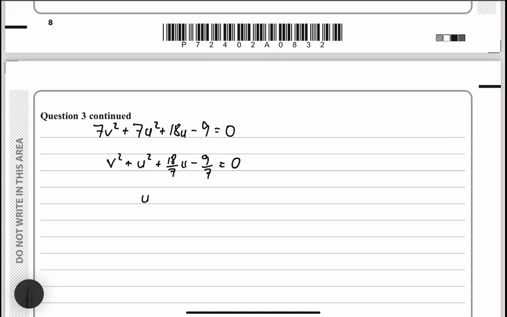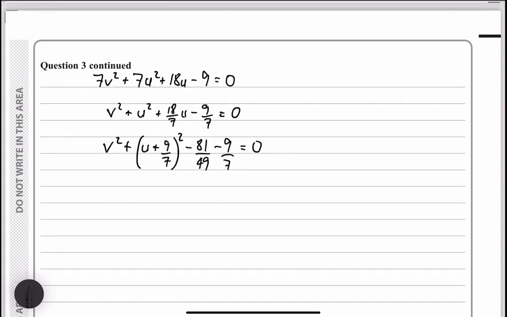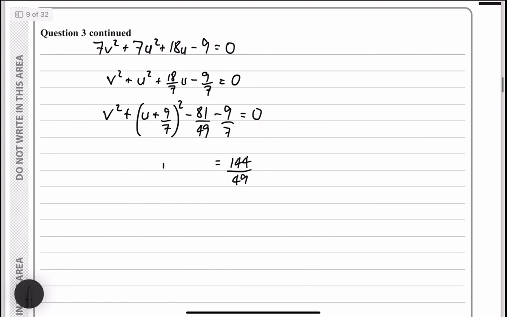u squared plus 18 over 7 u is u plus 9 over 7, all squared. Now I need to subtract 9 squared over 7 squared, and we also still need the 9 over 7 that was already there to make all of that consistent with what came before. So bringing those constants onto the right hand side, they combine to give 144 over 49, which is looking very nice. (u plus 9 over 7) squared plus v squared.